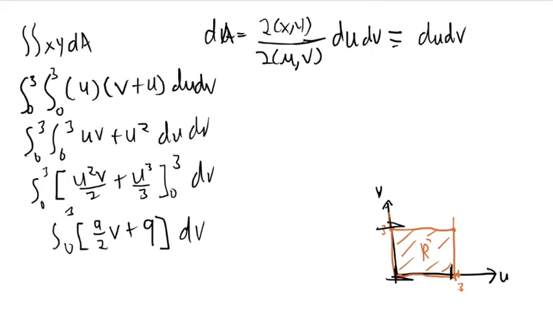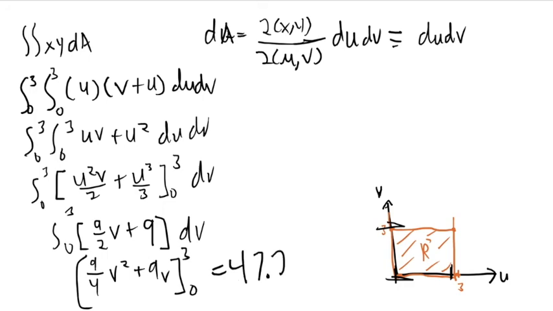Now, for the last integral, we're going to be going from 0 to 3 for dv. So now it's going to be 9 over 4 v squared plus 9v, and that's going to go from 0 to 3. And that comes out to be our final answer, which is 47.25.